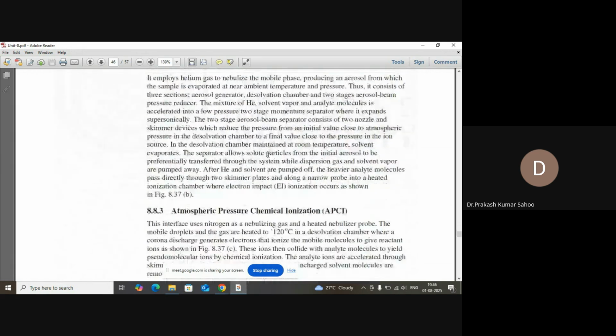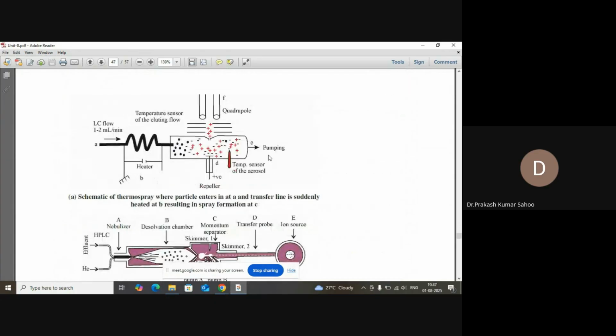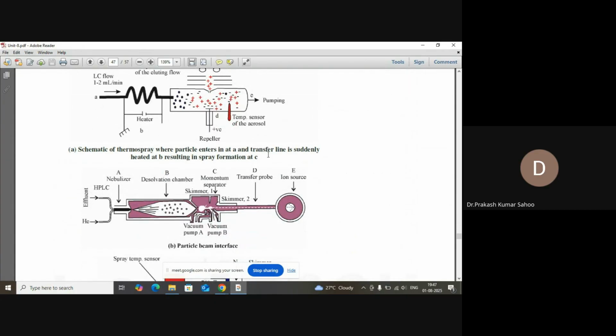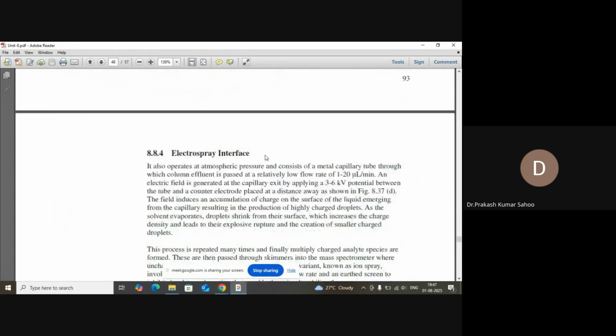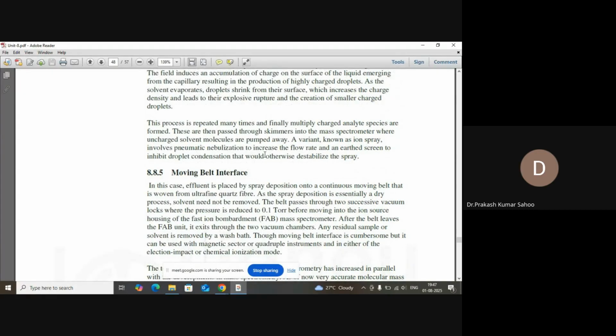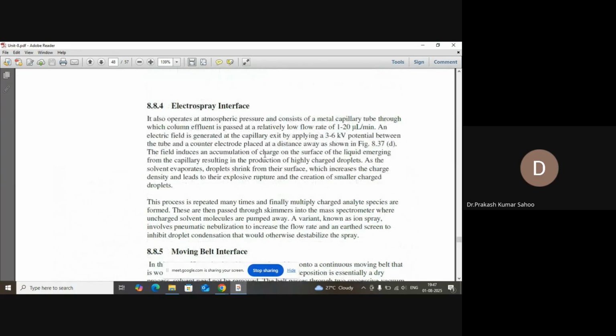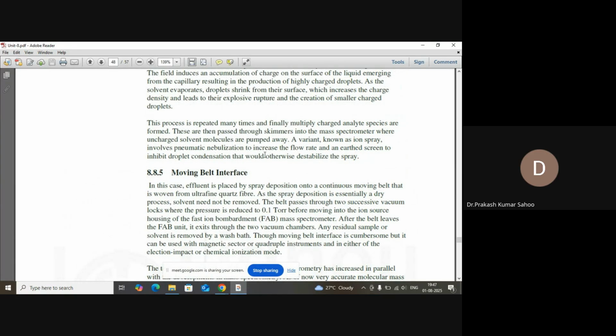These are all advanced tools used as advanced separation techniques to separate different components present in a mixture. Then go through all these interfaces, the moving belt interface, the electrospray interface, and all these things are there in HPLC. So try to remember the instrumentation as well as the working and the different parts present in high performance liquid chromatography, what are the advantages, and how it differs from gas chromatography.